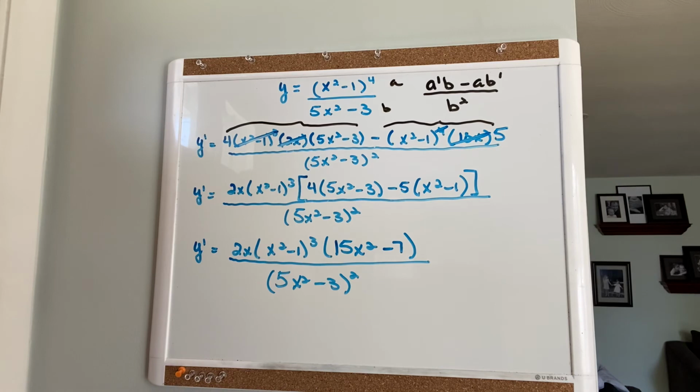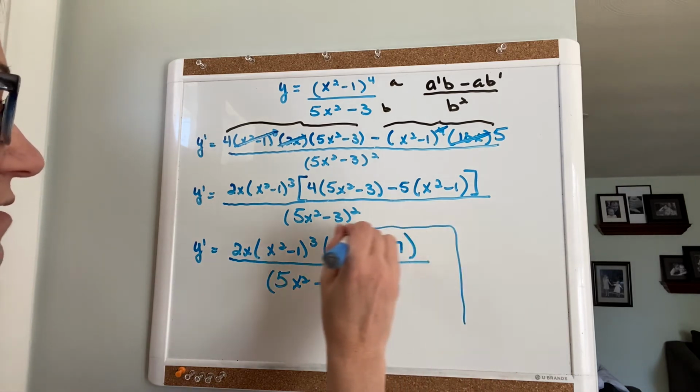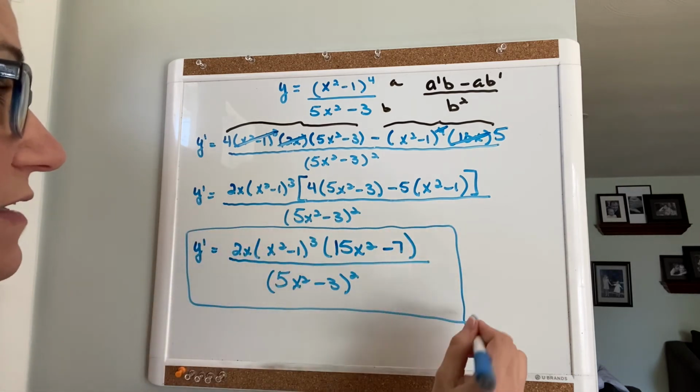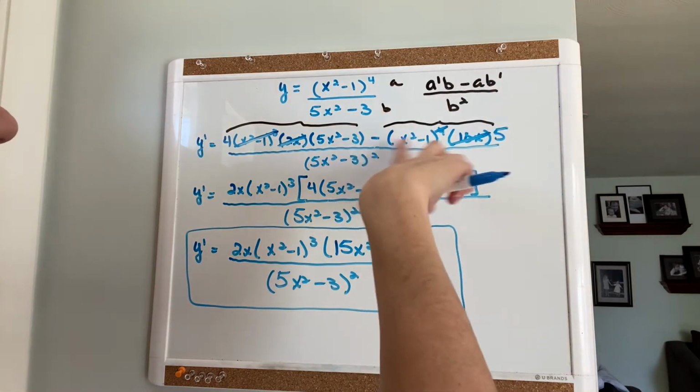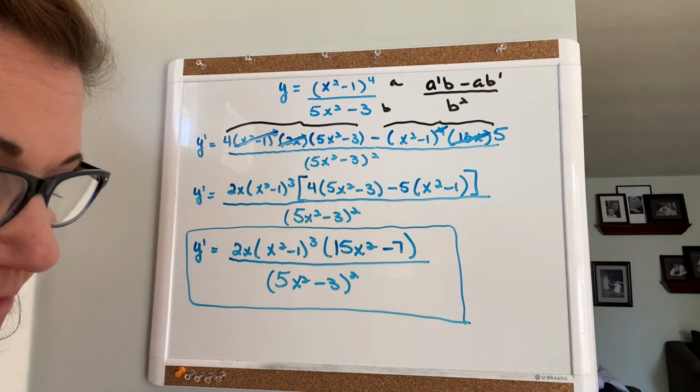You can stop here. This will be your final answer for the first derivative using the quotient rule and the chain rule combined into one problem.